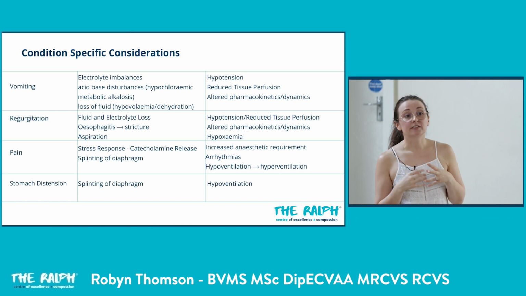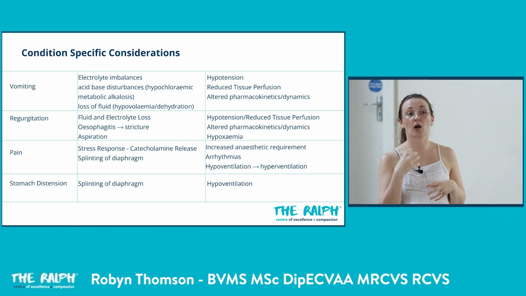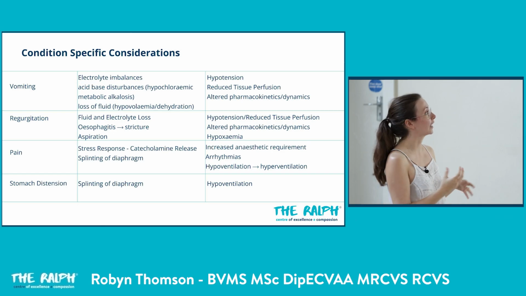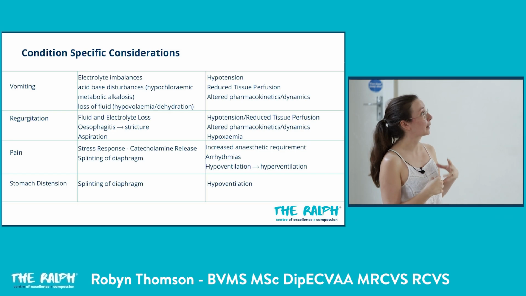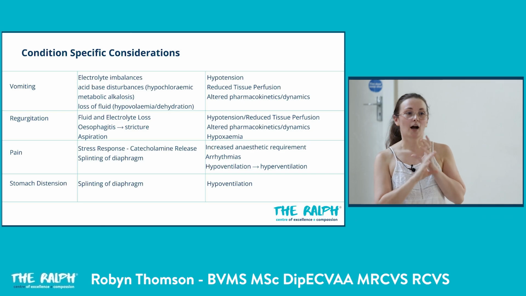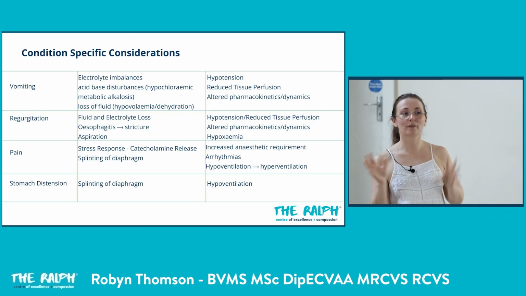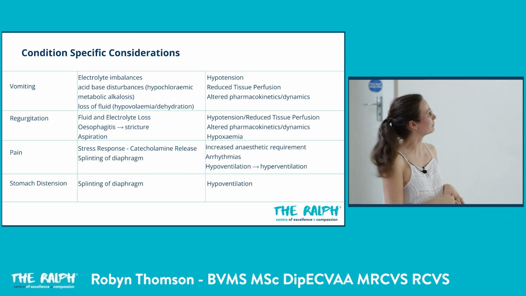The biggest acid-base disturbance that you'll see in this kind of patient where they've got a foreign body and they are actively vomiting and regurgitating is going to be a hypochloremic metabolic alkalosis. I could talk about acid-base in a whole other lecture, but that's basically the most common one here.